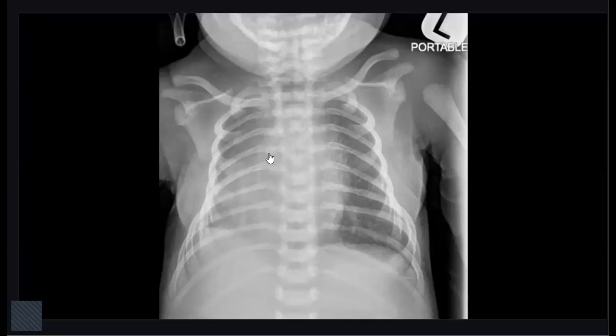I will compare. Where is the pneumonic consolidation? Can you show me? This is the right mid and lower zone, because we cannot see the right heart border. The right heart border is obscured.